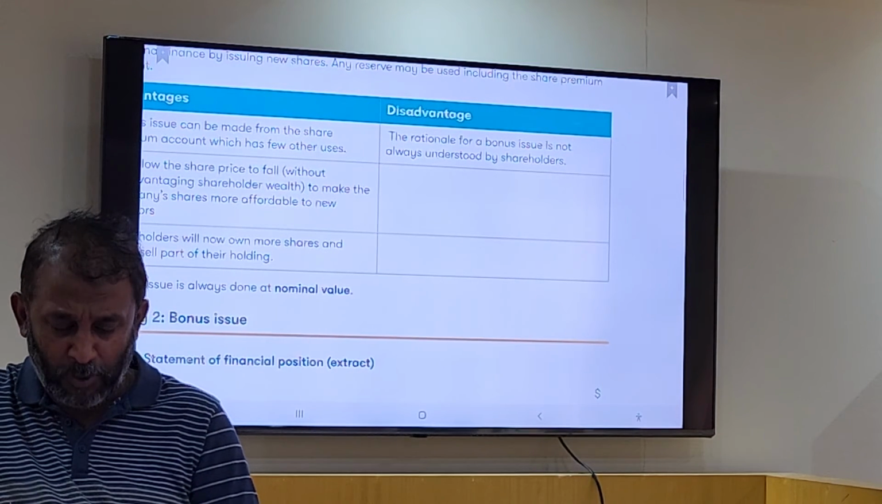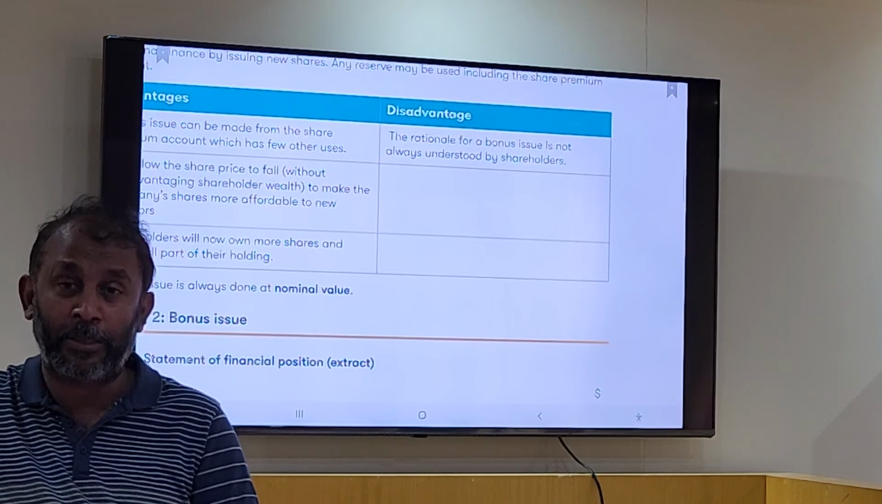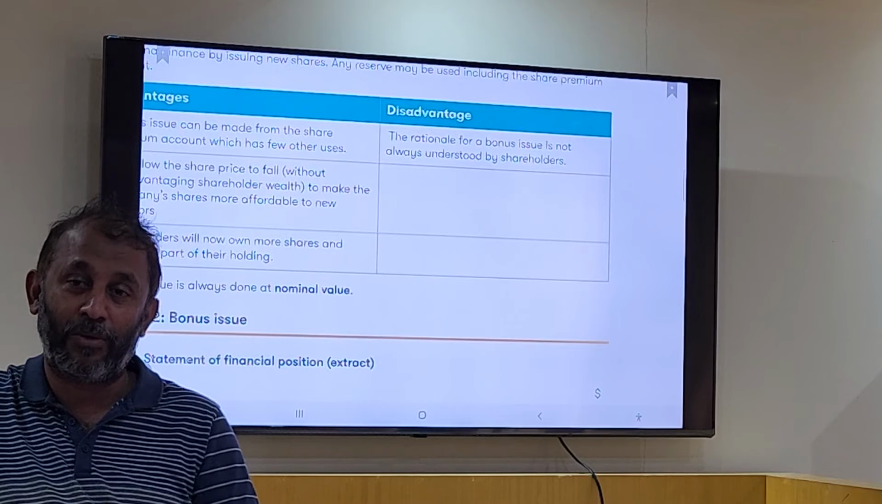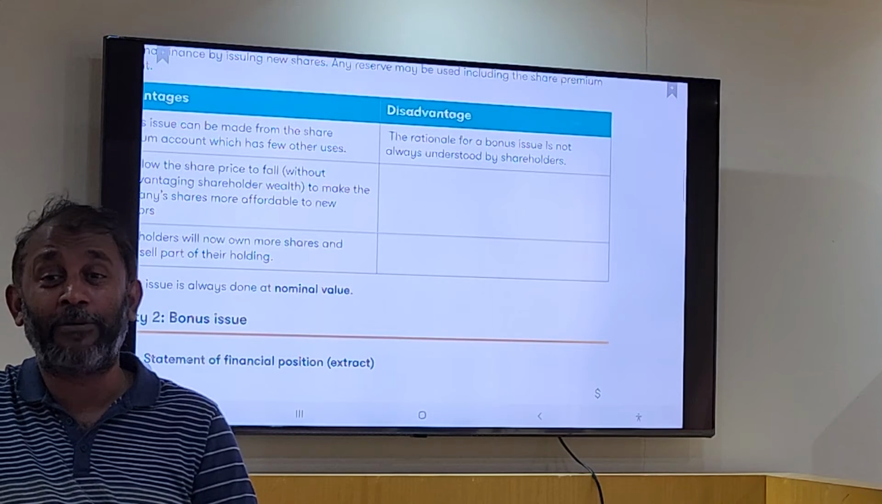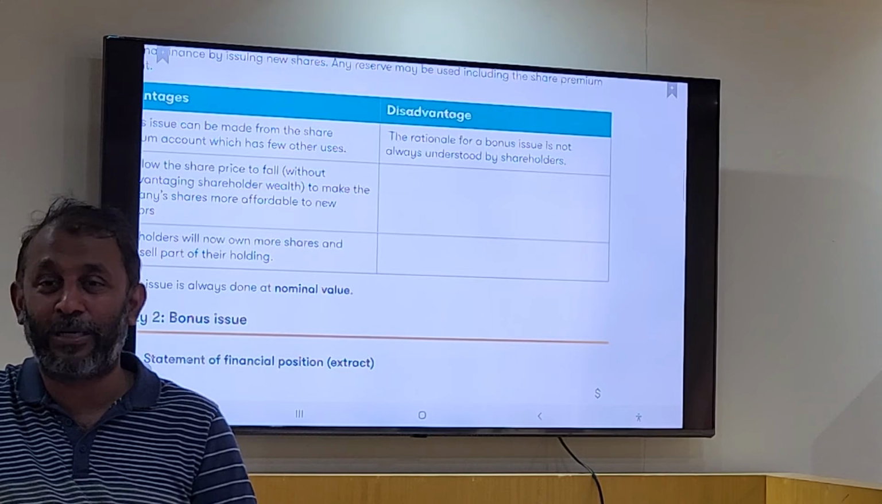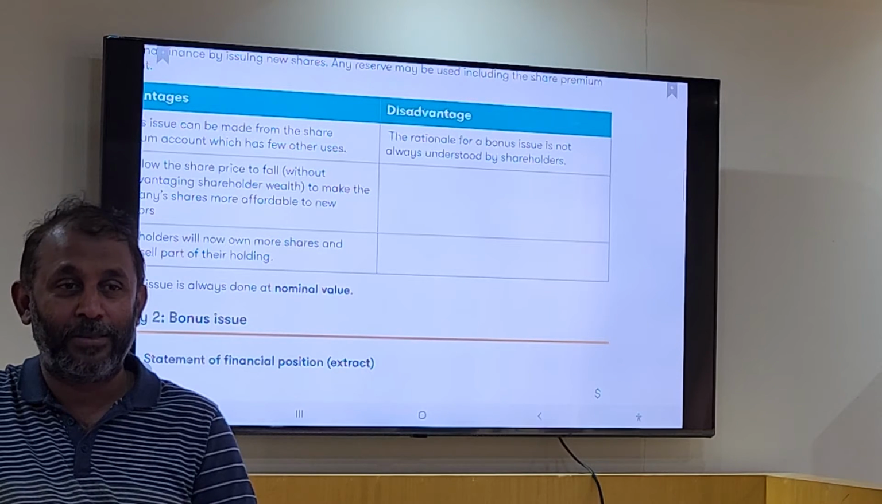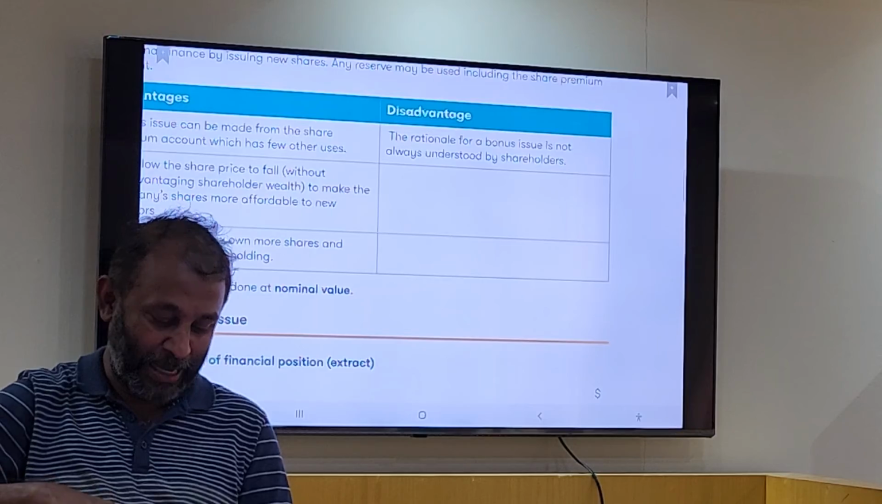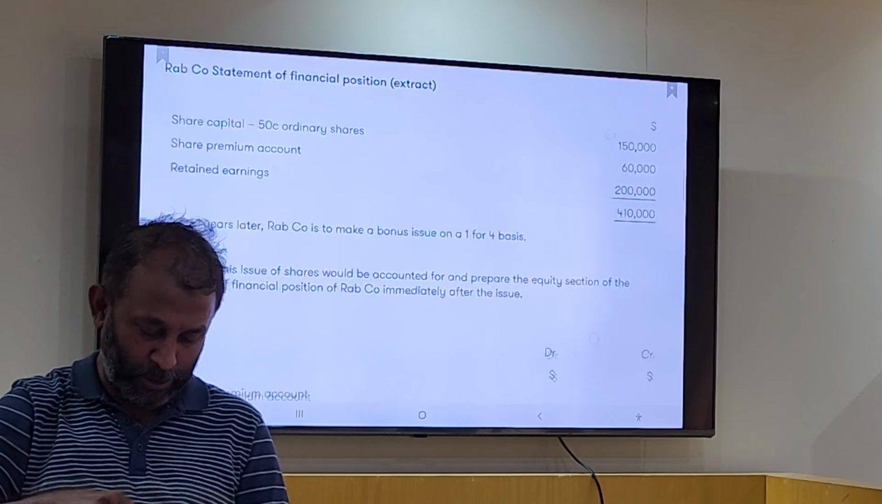The rationale for bonus issue is not always understood by shareholders. Rationale means justification. What is the justification behind this? People will not understand this. If you try to explain that these are the benefits for you, they will not understand. Exactly. Now can we try this question now, please?